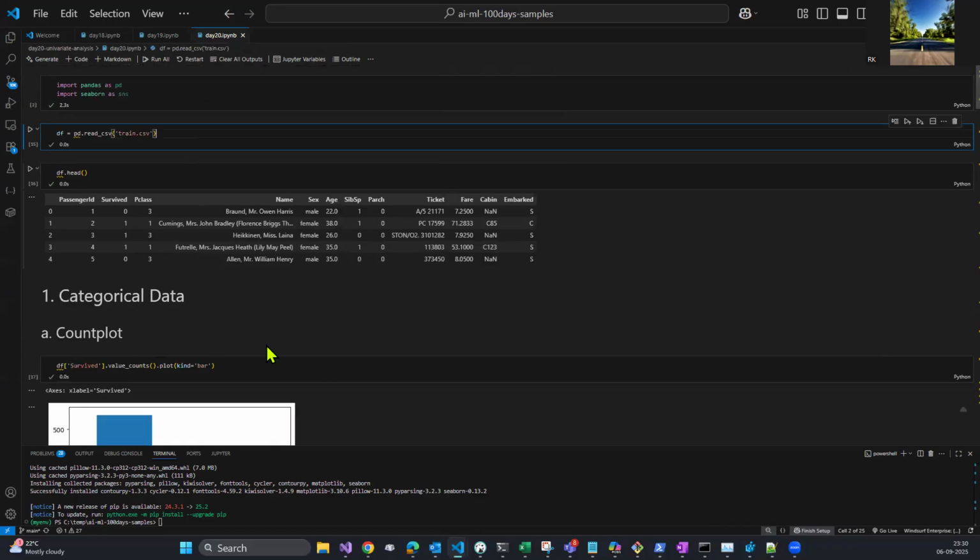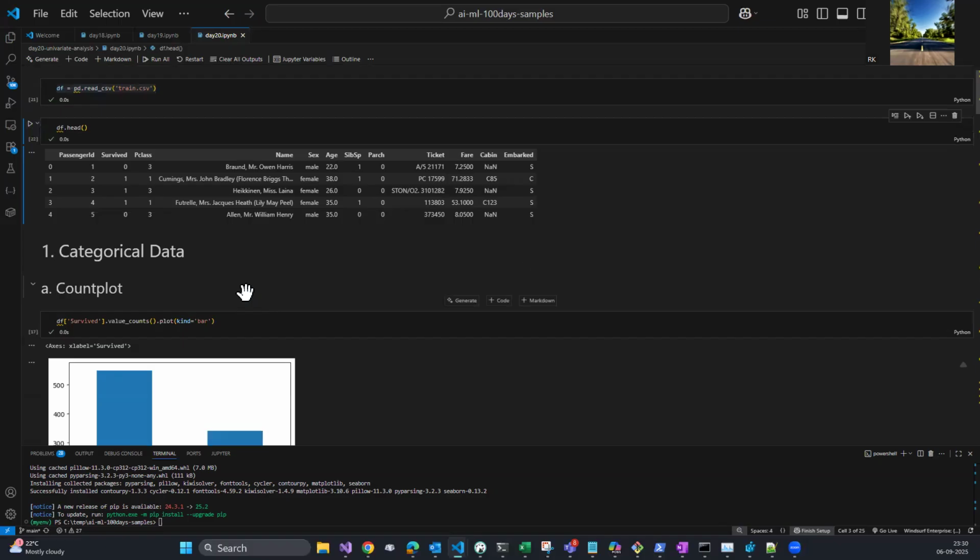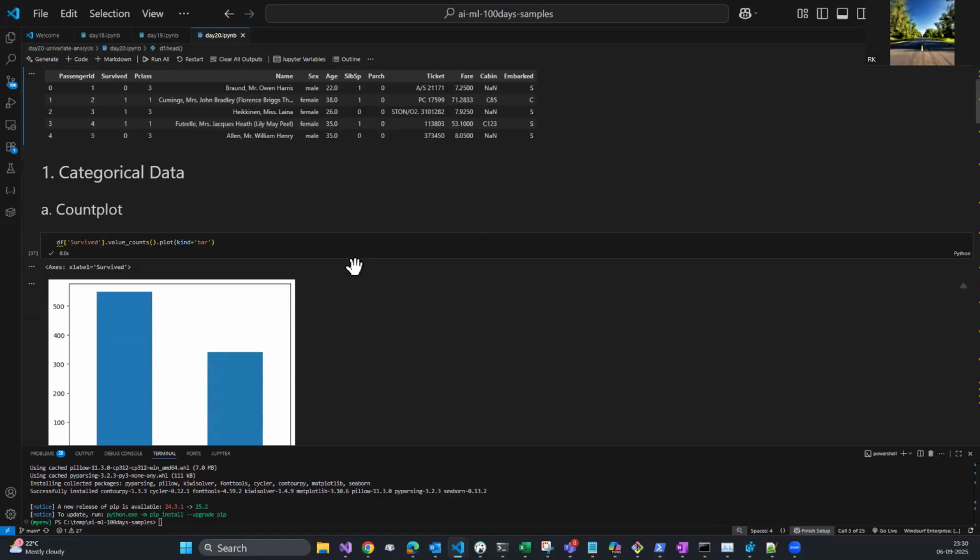So in this, we are again going to take the same Titanic data set, and this is the sample. Currently we have Survived as numerical, right? But we can have categorical data as well.